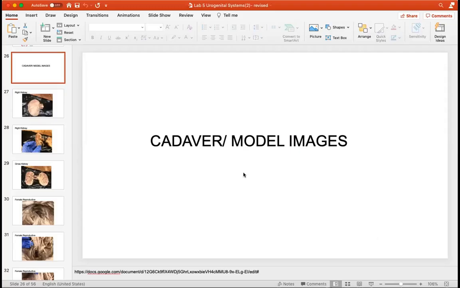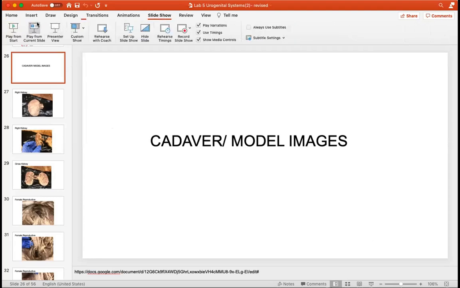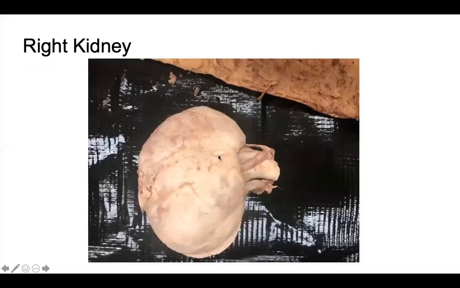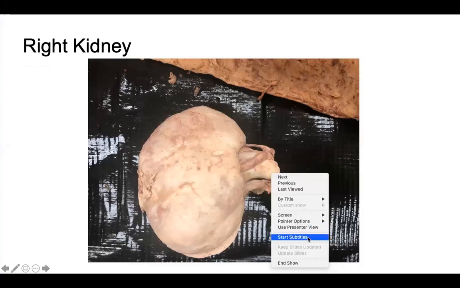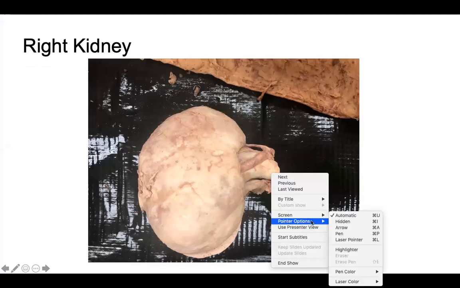Okay, so let's look at some cadaver images and then we will spend the remaining time practicing some of this with an activity. So we're looking at the kidney to start. And here is a view of the anterior aspect of the right kidney. And so again, we want to think about the order of these structures here to really help us make that discernment.